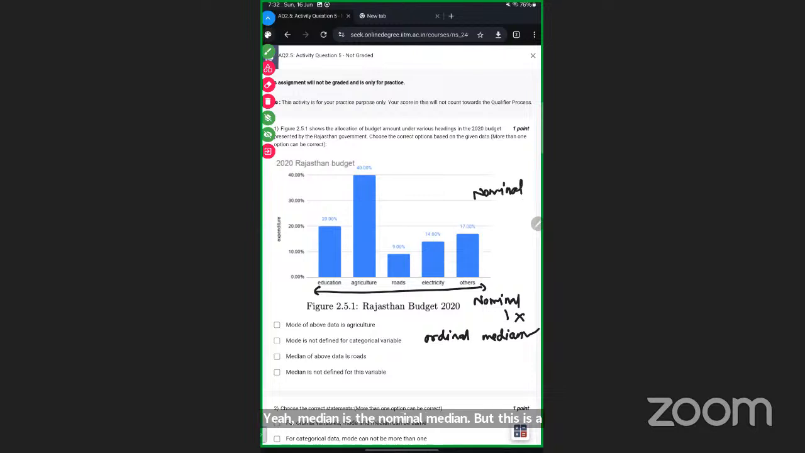This is not ordinal. You can't prefer agriculture over education or education over roads or electricity. If you want to develop, we want to focus on each domain separately, right? So this is a nominal data.